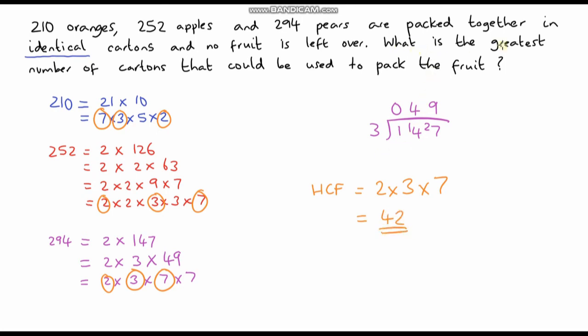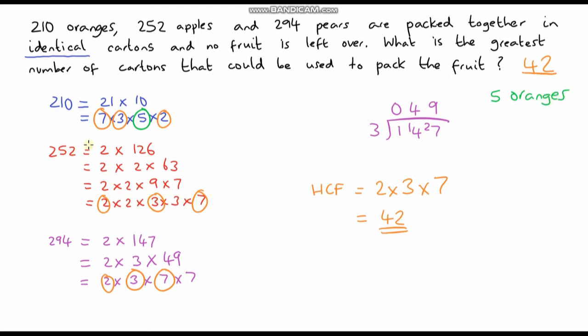So to answer the question, what is the greatest number of cartons that could be used to pack the fruit? Well, we could use 42 cartons to pack the fruit. And if we did use 42 cartons, how much fruit would there be in each carton? Well, if we've got 210 oranges and we've got 42 cartons, we just need to do 210 divided by 42. I don't even need to do that, I can see that that would be 5, because that's the only number that I've got left over. So we could say that there are 5 oranges in each carton.